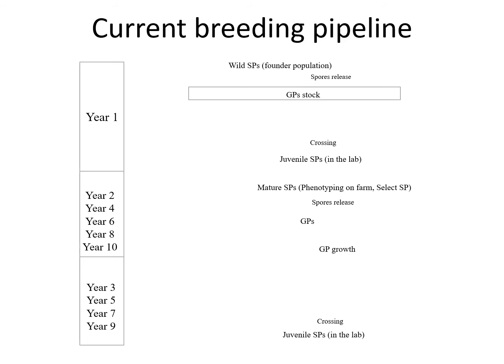This is what our current breeding pipeline looks like. We start from the wild sporophytes, which are our founder population. From there, we generated this stock of gametophytes, which is our germplasm. From that germplasm, we choose gametophytes to make crosses and test the progeny sporophytes on the farm. If by the time of harvesting these sporophytes are mature and reproductive, we can then collect sorus tissue and induce spores to get the next generation of gametophytes in the lab.